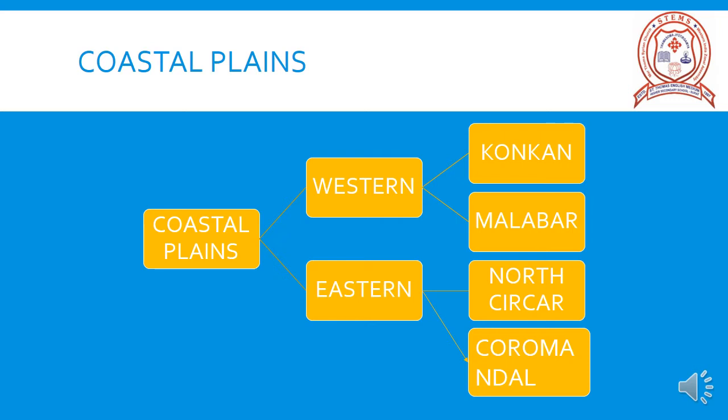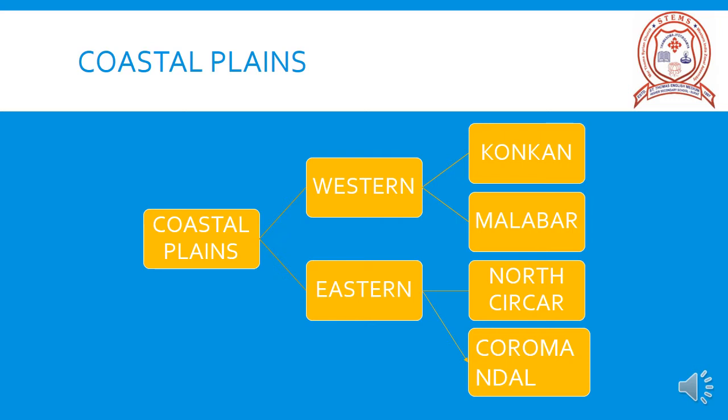So coastal plains are divided into Western Coastal Plains and Eastern Coastal Plains. Western Coastal Plains are again divided into Konkan Coast and Malabar Coast. Western Coastal Plains stretch from Gujarat to Kerala. Now Eastern Coastal Plains, it is much broader than the Western Coastal Plains. It stretches from Kerala to Orissa. It is also divided into 2 parts, Northern Sircar Coast and Coromandel Coast. These are the 2 divisions of Eastern Coastal Plains.